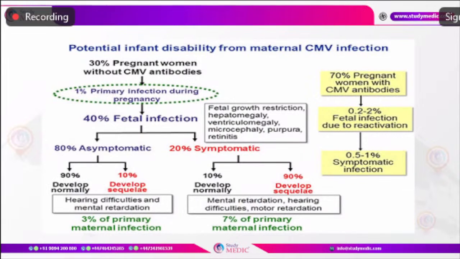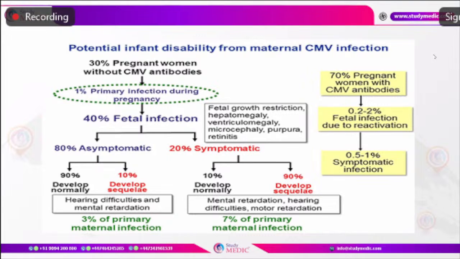So coming to cytomegalovirus infection, we see 30% of the pregnant women without any antibodies. And 1% of the primary infection can occur during pregnancy, which can lead to 40% of fetal infections. Of the fetal infections, 20% can be symptomatic and 80% are asymptomatic. Whether they're symptomatic or asymptomatic, are the babies going to develop sequelae? Of symptomatic babies, 90% go on to develop sequelae, whereas of asymptomatic babies, 10% can have sequelae. These sequelae can include various deformities and problems like mental retardation, hearing difficulties, and motor retardation.